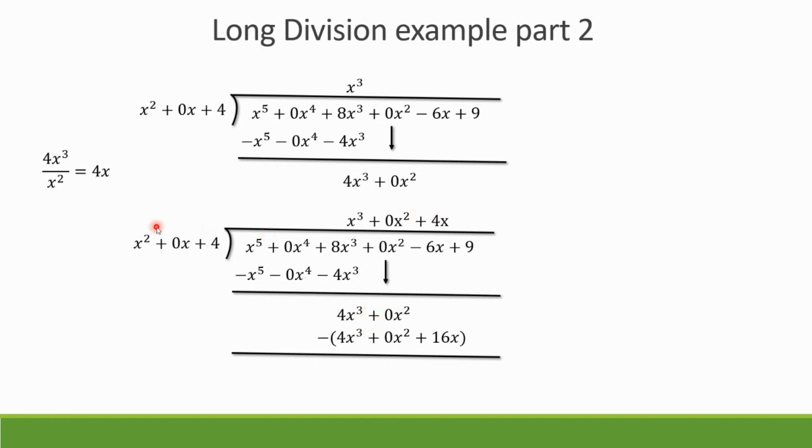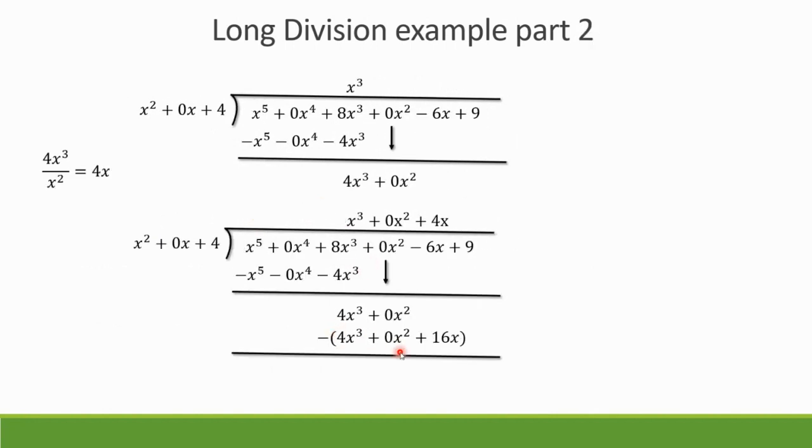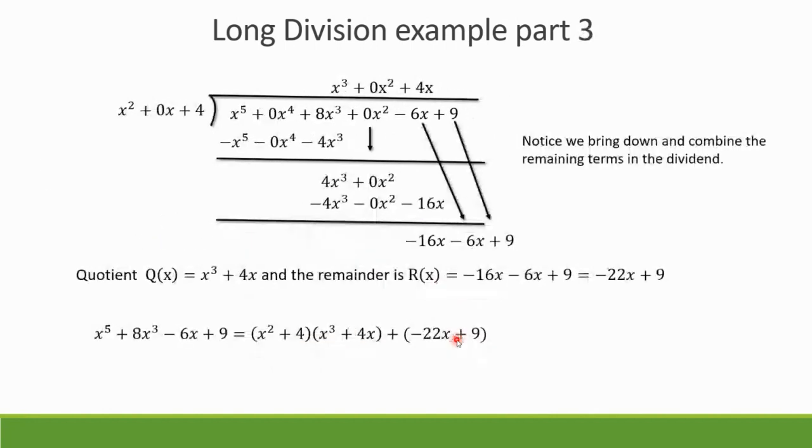So 4x times this product: 4x times x squared, 4x cubed, 4x times 0x, 0x squared, 4x times 4 is 16x. Then we subtract it. Again, we distribute that minus sign. So we have minus 4x cubed, minus 0x squared, minus 16x. And then we would combine.